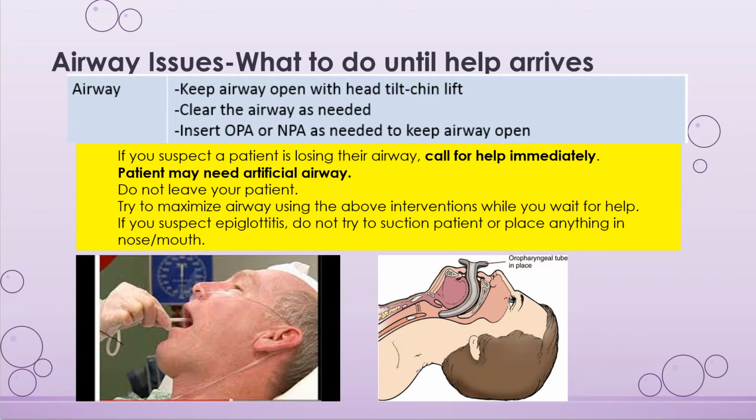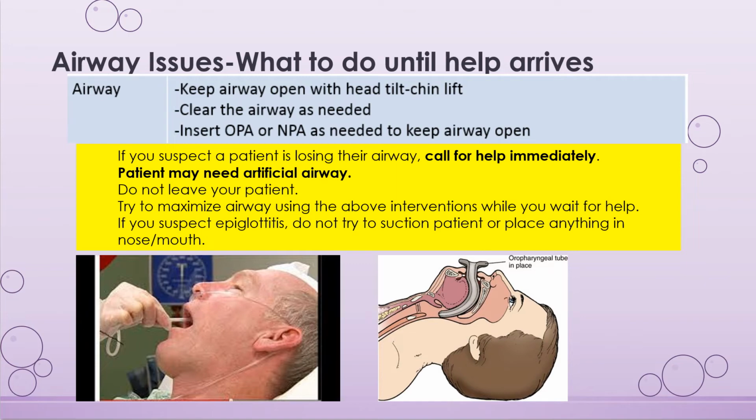We're going to clear the airway if we can, and then we may put in an OPA, which is the oropharyngeal airway, or a nasopharyngeal airway as needed to keep the airway open. Again, if you suspect they're losing their airway, call for help immediately. Patient may need an artificial airway. Do not leave your patient. You're going to try and maximize the airway using the above interventions while you wait for help.